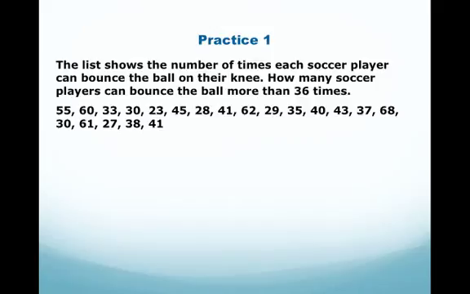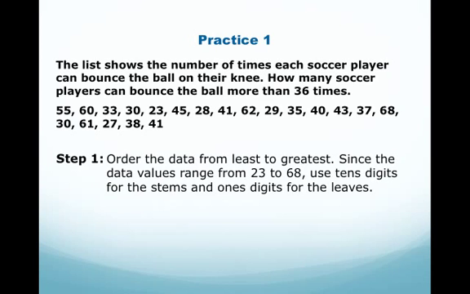Practice 1. The list shows the number of times each soccer player can bounce the ball on their knee. How many soccer players can bounce the ball more than 36 times? Remember, step 1 is to order the data from least to greatest. We know it ranges from 23 to 68. Use the tens digits for the stem, and the ones digit for the leaves.